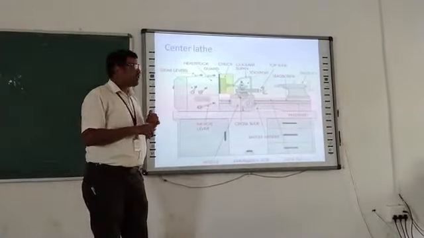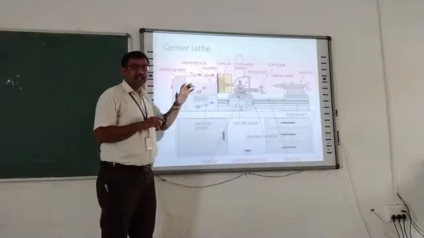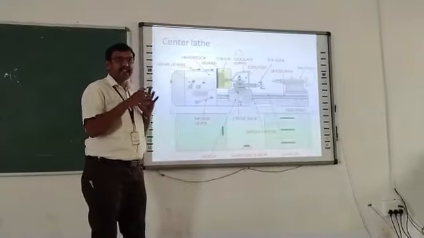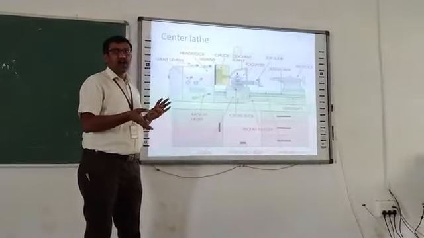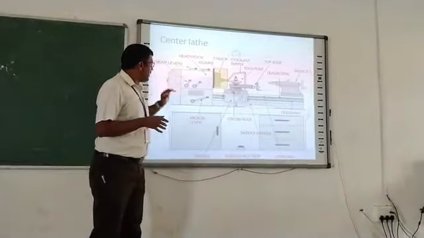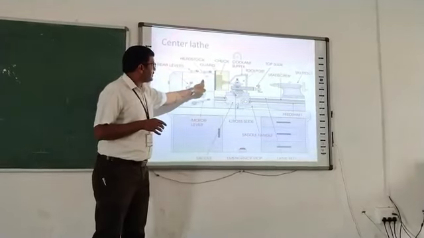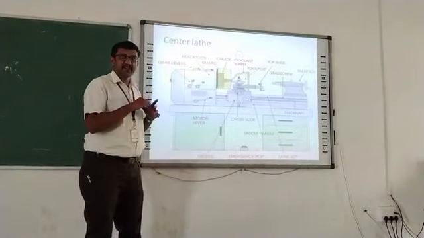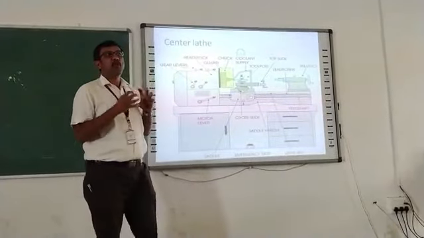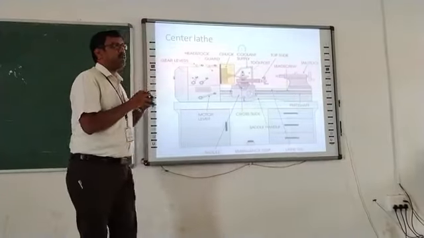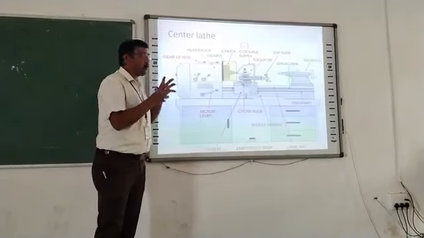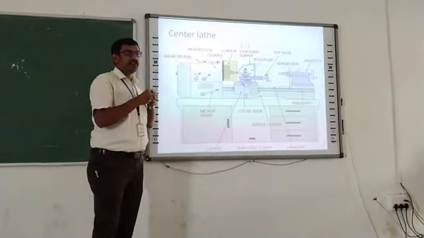The carriage supports the tool. Any tool can be placed in the carriage. It can be moved either manually, automatic, or semi-automatic. Here the chuck is connected with the spindle, where the work can be held by the chuck. The chuck can be called a work holding device, where you can hold the workpiece.